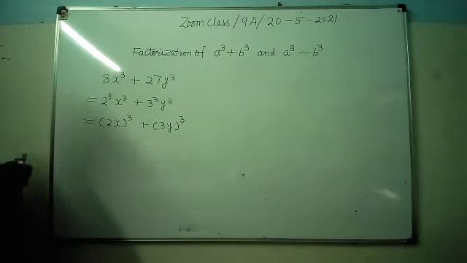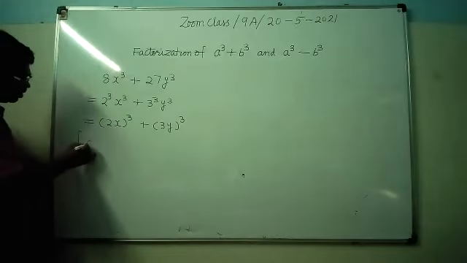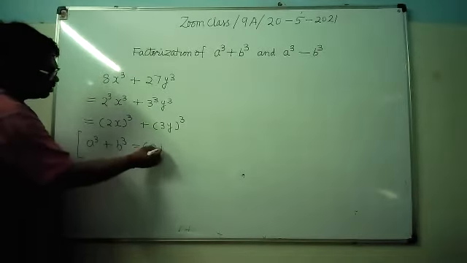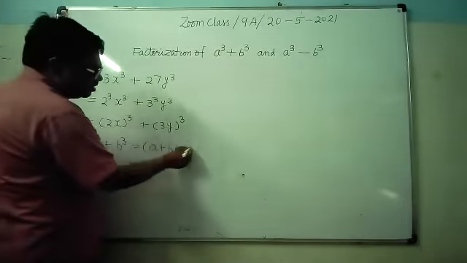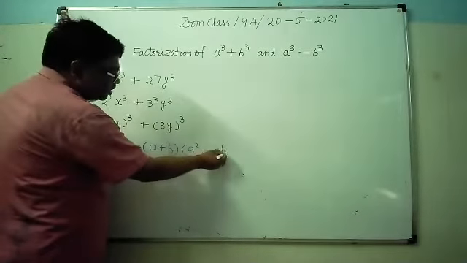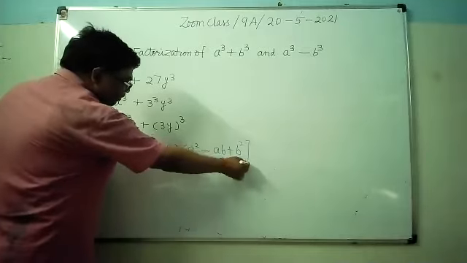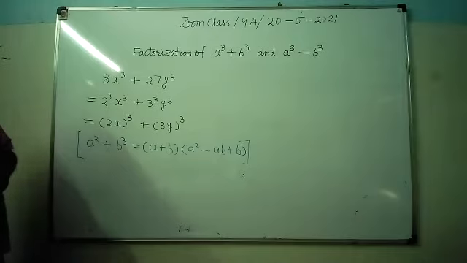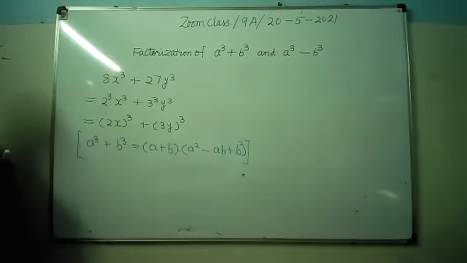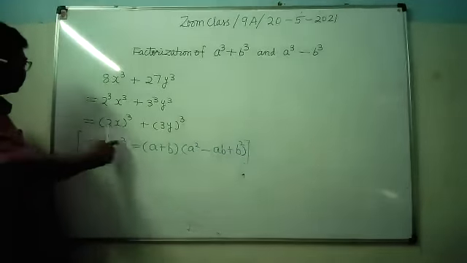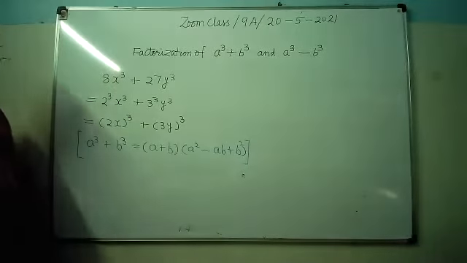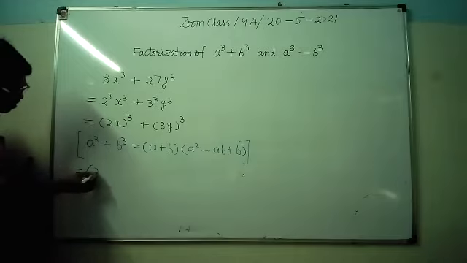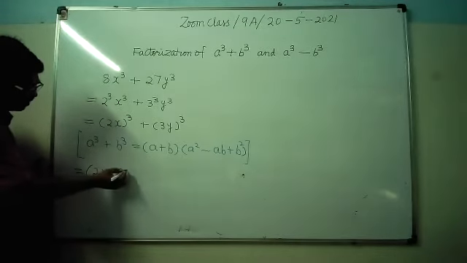So see here, what is the formula of a cube plus b cube? A cube plus b cube, in one bracket a plus b, in the other a square minus ab plus b square. It's clear? What is in place of a here? 2x. In place of a is 2x and in place of b is 3y. When you write a plus b, 2x plus 3y.